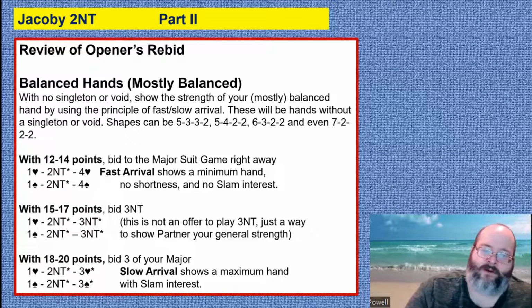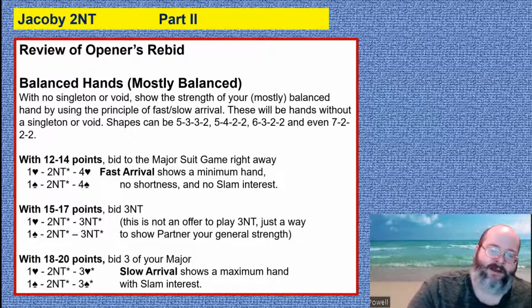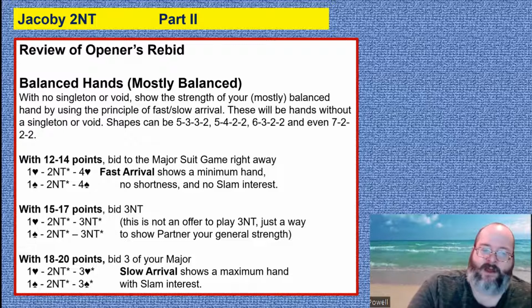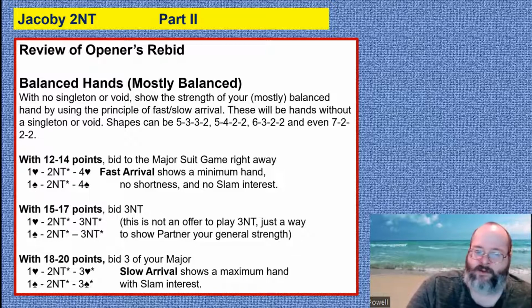And our principle here was we used fast arrival, slow arrival, right? The faster we bid the game, the weaker we are. So if we bid the game right away, 1 heart, 2 no trump, 4 hearts, that is as fast as possible. That is also as weak as possible. We open the bidding, so we have at least 12 to 20 points. So 12 to 14 with a minimum hand, fast arrival straight into 4, right?